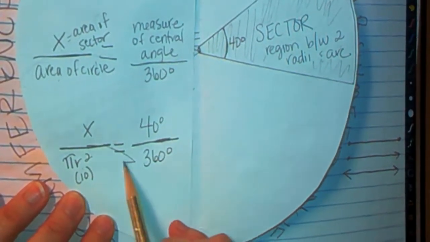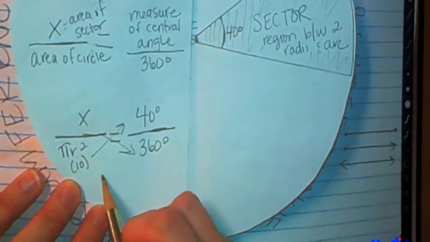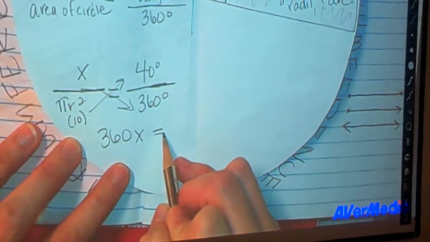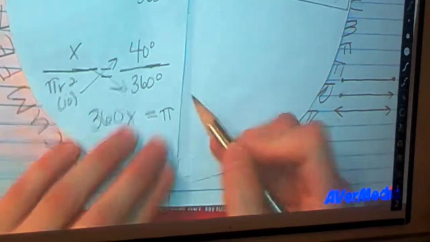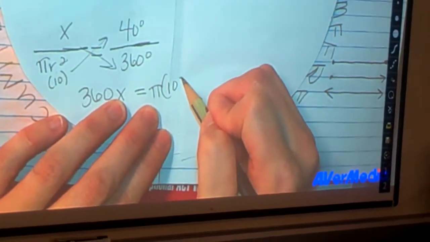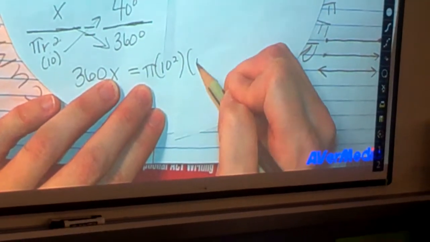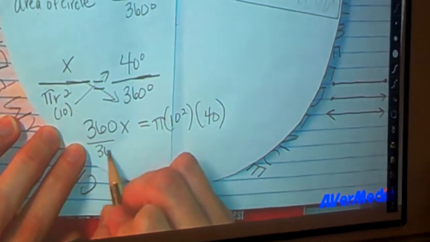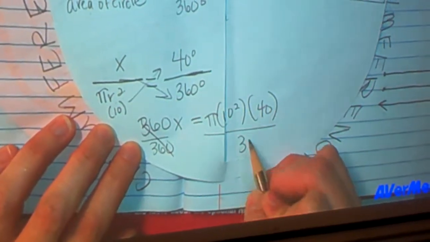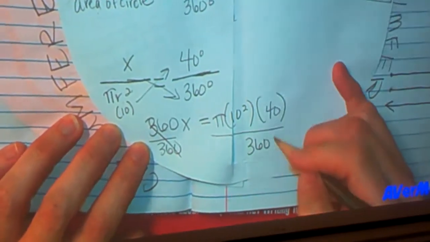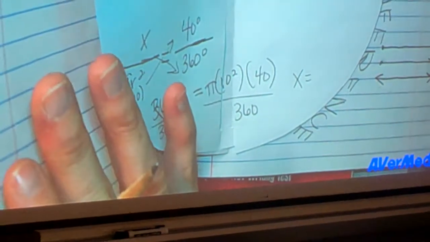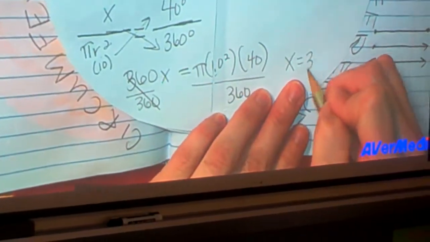Now we can cross multiply, which is what you already need to do. So you end up with 360x equals pi times 10 squared, times 40. And divide by 360 to get x alone. X is going to equal 34.9. Okay?